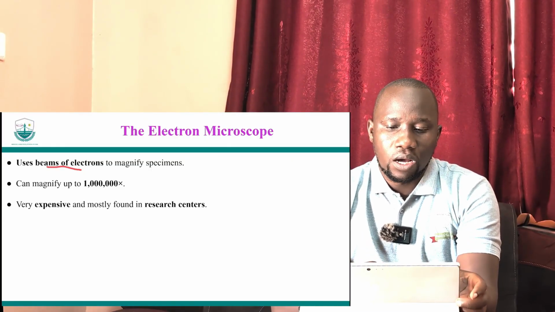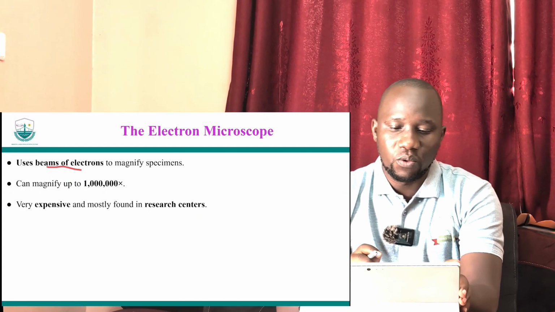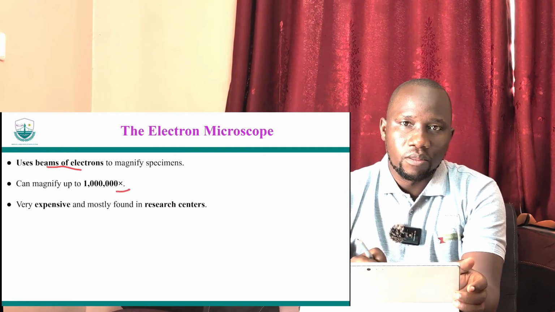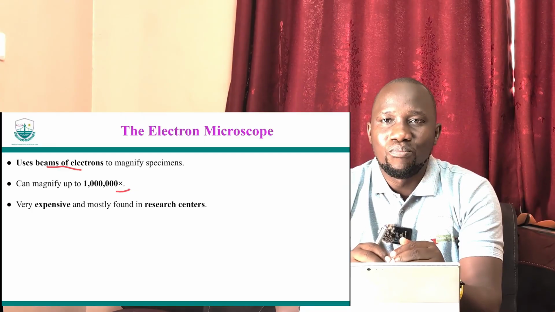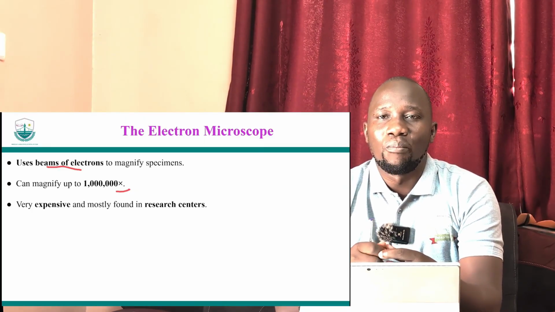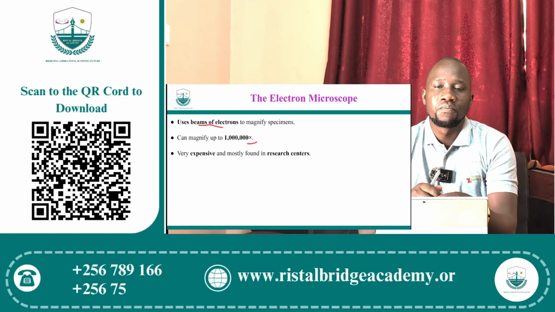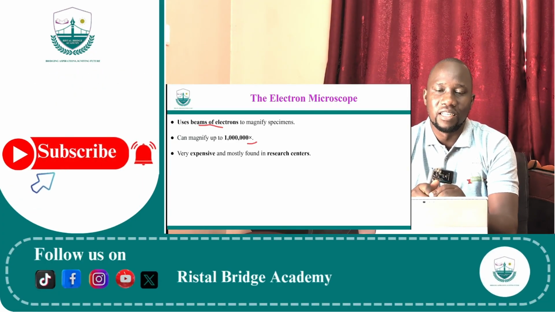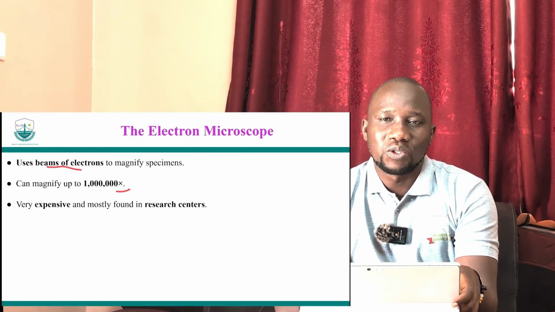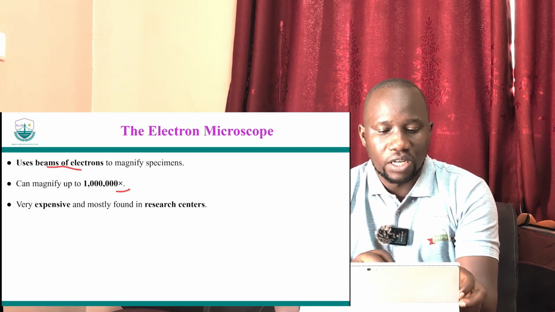So the electron microscope can actually give you greater magnification, about 1 million times magnification. Remember, when we have a figure and then we have x to it, in biology it's about the magnification. That means how big the image is compared to the specimen. So when we say 1 million x, it means that the image is 1 million times larger than the specimen. So that means that the electron microscope is very, very good in seeing very small things that we want to study.